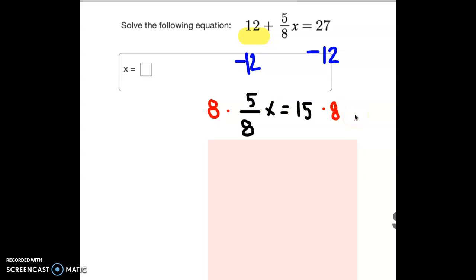Now we need to address that fraction, that 5 over 8x. We don't like fractions in our problem, so we want to get rid of them as soon as we can. To get rid of the fraction, we want to look at this 5/8 as 5 divided by 8, because remember, that fraction bar means divided by. So if we're dividing by 8, we need to think, how do we undo dividing by 8? What's the inverse of dividing? The inverse of division is multiplication. So to get rid of this fraction, we're going to multiply both sides of the equation by 8.